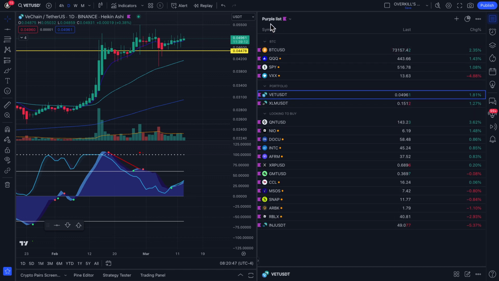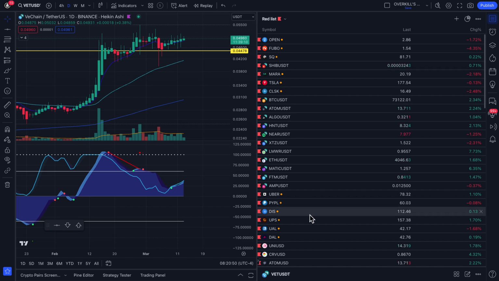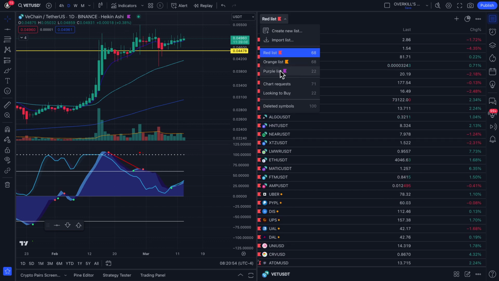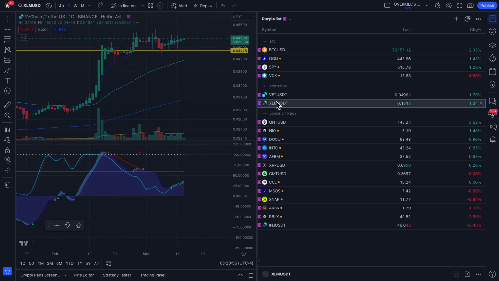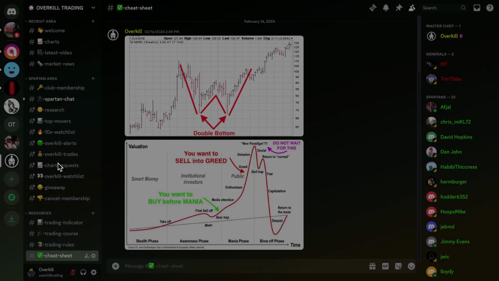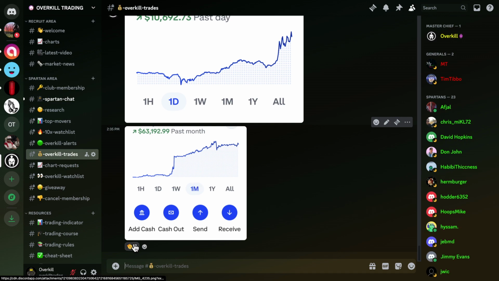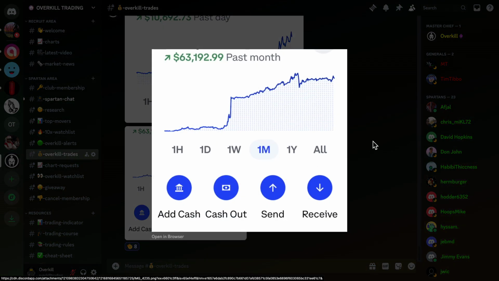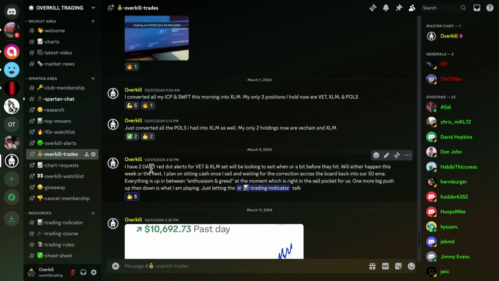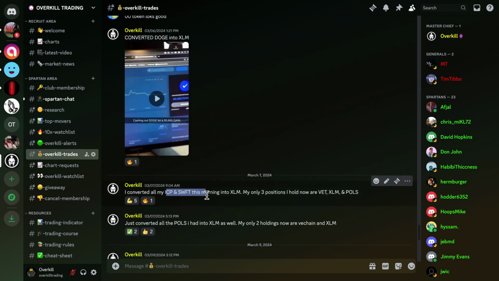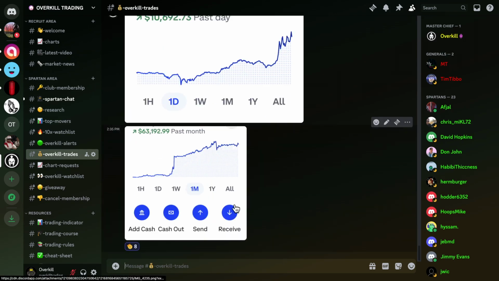But we scan through this and our red list on Saturdays. We're not going to be doing that this week because, again, I'm going on vacation. But I'm going to be keeping you guys updated in the Discord. Don't worry, I'm going to be very active in the Discord. I post all my trades over here as well, so you guys can see. Shout out to the Overkill Army, baby. You guys can see everything I'm doing. I converted my ICP into XLM. Okay, here's my positions.